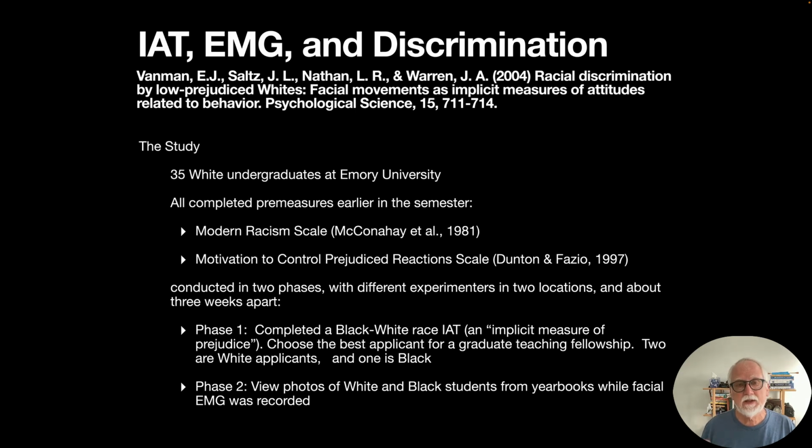Then when they actually came to the study, we conducted it in two phases with different experimenters in two locations, about 3 weeks apart. The participants didn't realize that these two experiments were linked until we told them afterwards. In phase one, the participants would complete a black-white race IAT, so we could measure their implicit measure of prejudice.